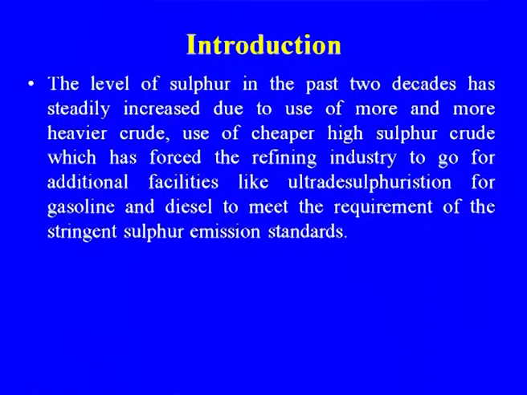The level of sulphur, as I told you, has been increasing. The level of sulphur in the past 2 decades has steadily increased due to the use of more and more heavier crude, and the use of cheaper high sulphur crude, which has forced the refining industry to go for additional facilities like ultra desulphurization for gasoline and diesel to meet the requirement of the stringent sulphur emission standards. Because whatever products you are getting, whether diesel, kerosene or gasoline, they have to be desulphurized before going for end use. And so these are some of the driving forces which have led to the development of the various sulphur recovery processes or desulphurization processes.